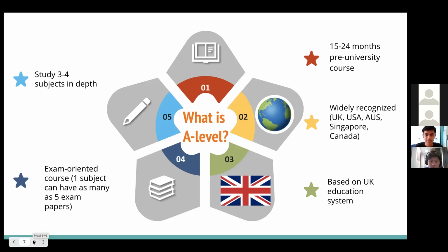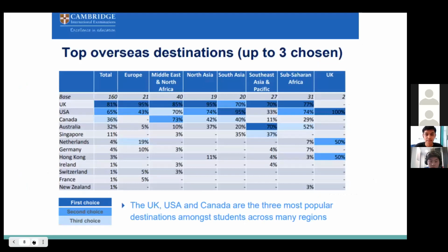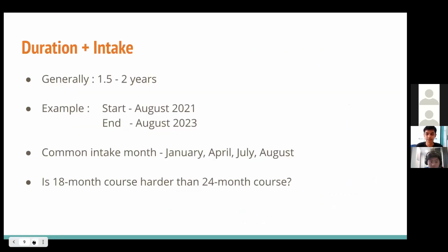Okay, next slide, please. The next slide. Okay, so the duration intake is, as I stated earlier, generally 1.5 to 2 years. So keep that in mind, because some of you might want to complete your pre-uni early, or some of you don't mind if it takes a little longer. So for example, if you go into the August intake this year, you will end in 2023. So keep that in mind.